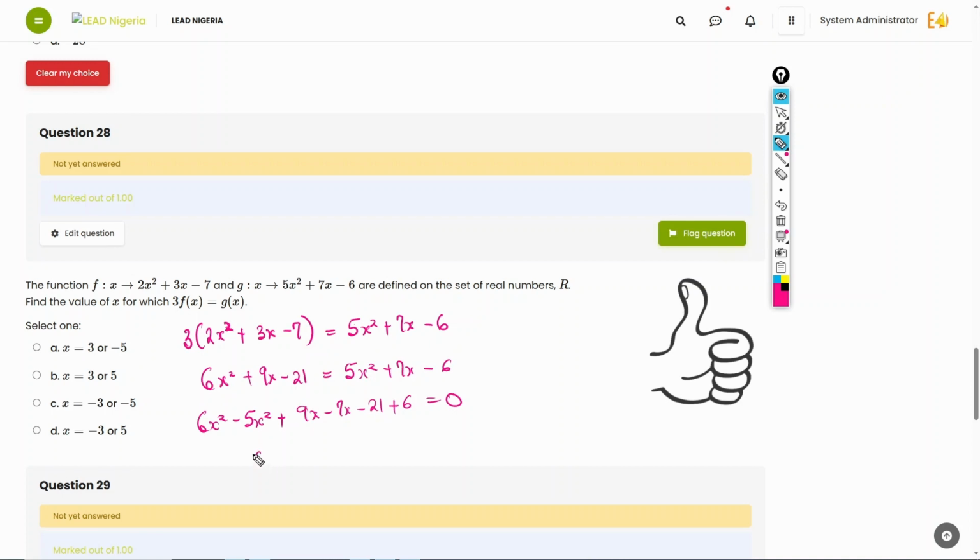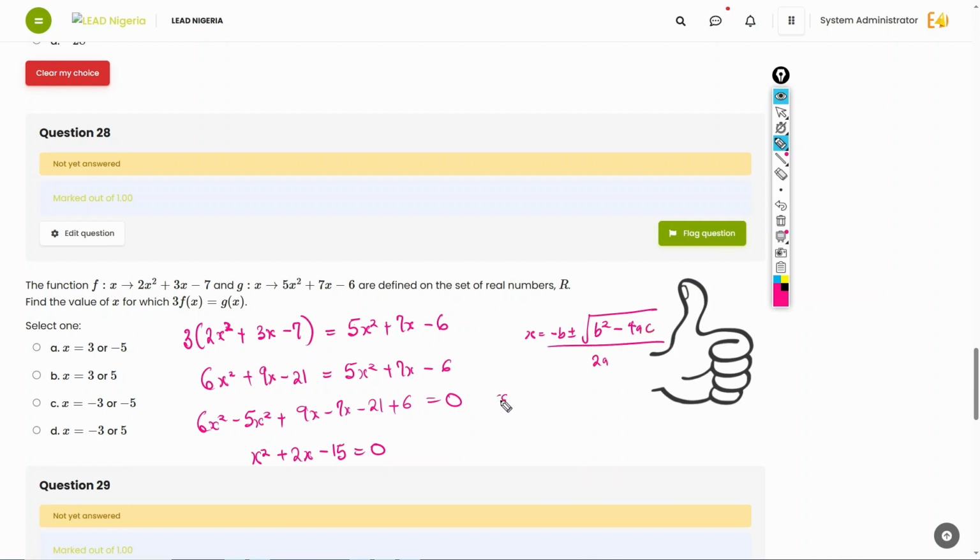So I would have x squared from that, plus 2x, and negative 15. I can solve this using any method, but I'll just use the quadratic formula. x is equal to minus b plus or minus the square root of b squared minus 4ac, over 2a.